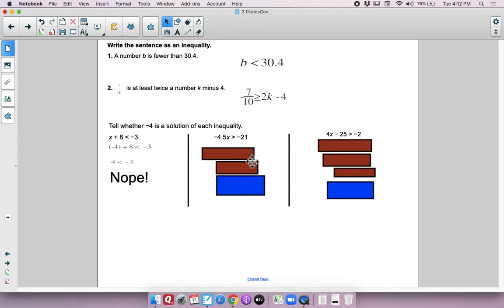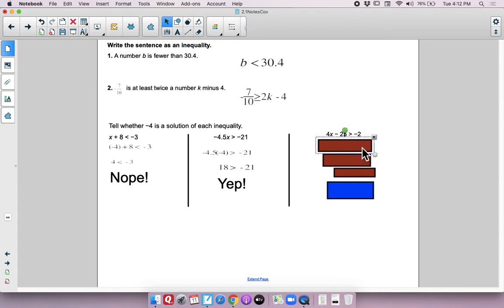Okay, what about this one? You plug in -4, you get a negative times a negative, which is a positive, and you get 18. Is 18 greater than -21? Answer is yes. And we basically could have stopped as soon as we saw it was a negative times a negative. It's going to be a positive on that side, always going to be greater than a negative.